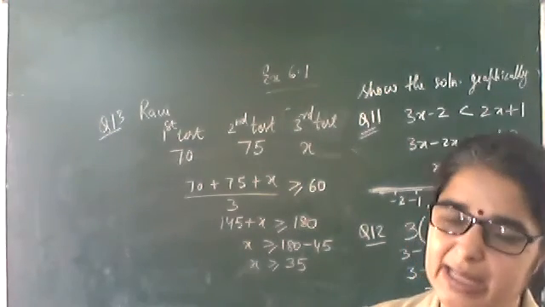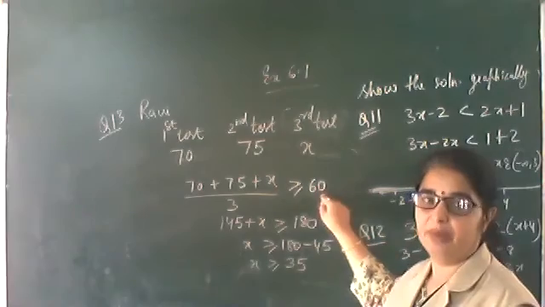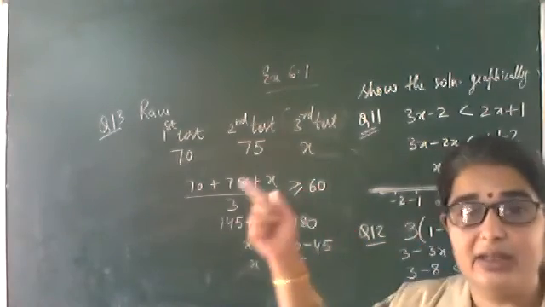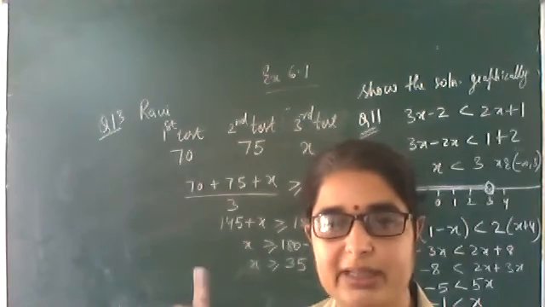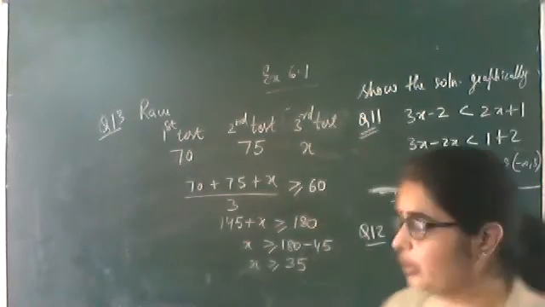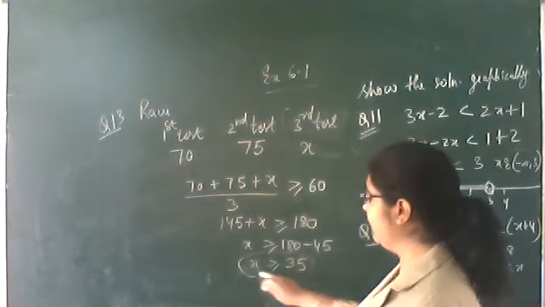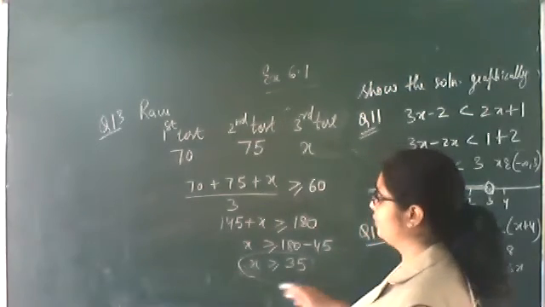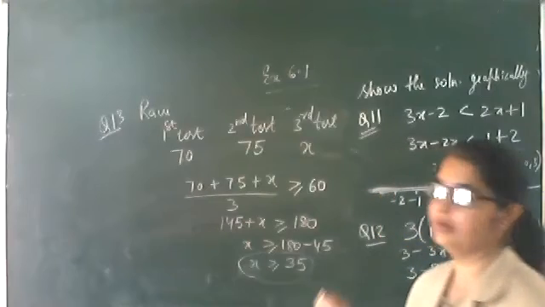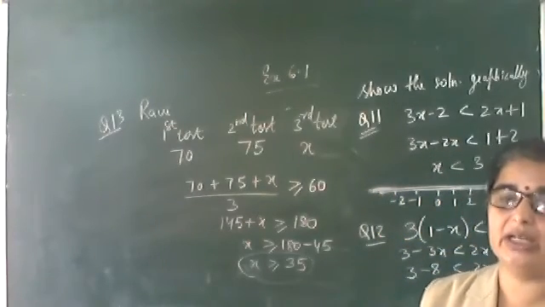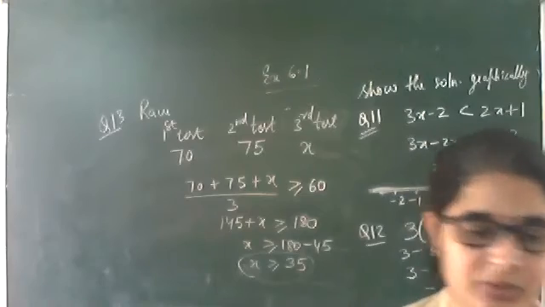35 से ज्यादा भी आ सकते हैं, क्योंकि अगर 35 आएंगे तो उसके 60 आएंगे, पर अगर 35 से ज्यादा आए तो उतने भी आ सकते हैं। क्लियर है? Is this point clear or not? So he should get in the third test minimum of 35 marks. You can write in the statement, Ravi should get minimum of 35 marks in the third test, so as to get an average of at least 60 marks. Clear? And come to the next question.